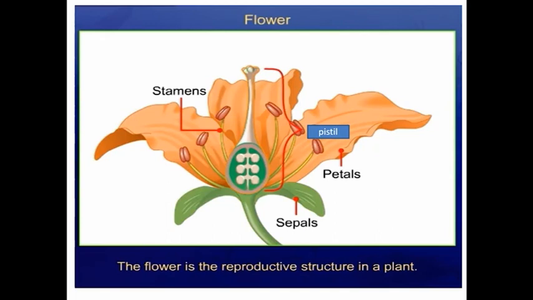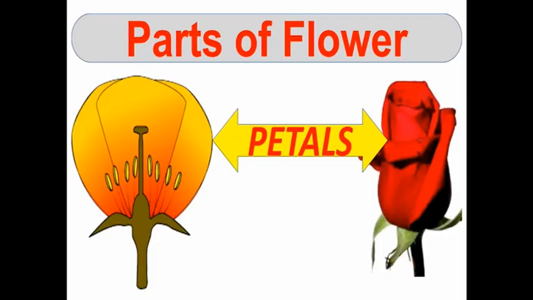Now let us learn the different parts of a flower. A flower has some basic parts. They are petals, sepals, pistil and stamen. Once again, petals, sepals, pistil and stamen. These are the basic parts of a flower. Now let us see these parts one by one.